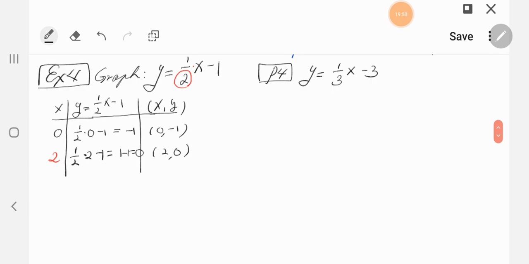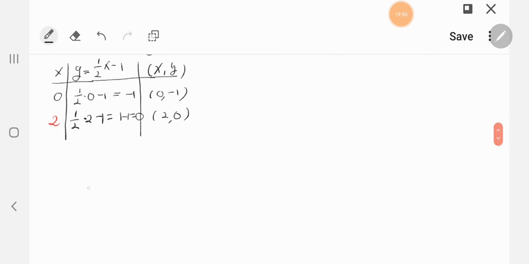Yes, so let's graph it. This is the x-axis, y-axis. So x equals 0, y is negative 1. So we have 1 point over here. And then x equals 2, so 1, 2, y is 0. Here's another point.